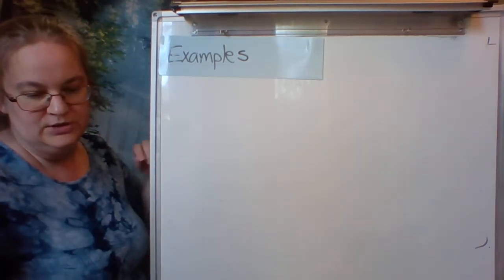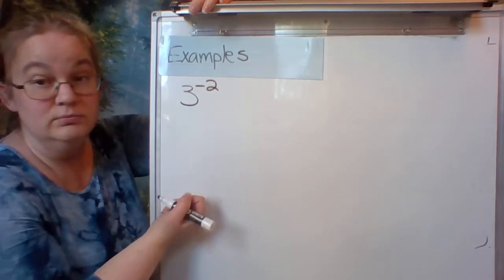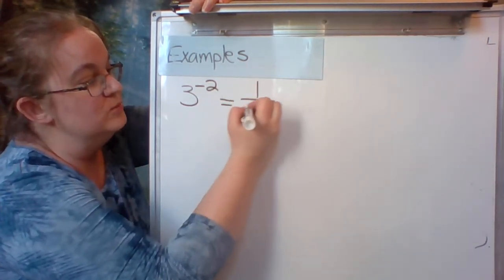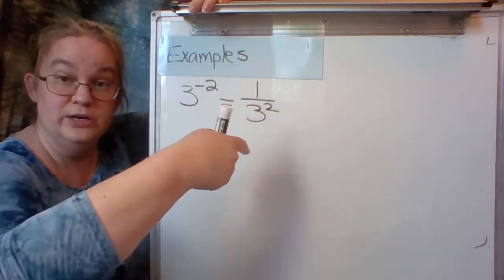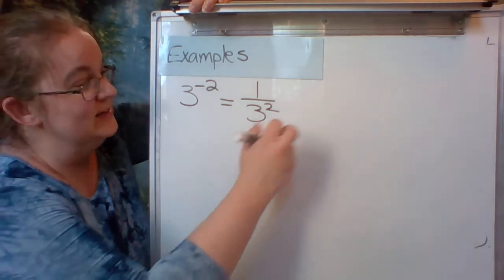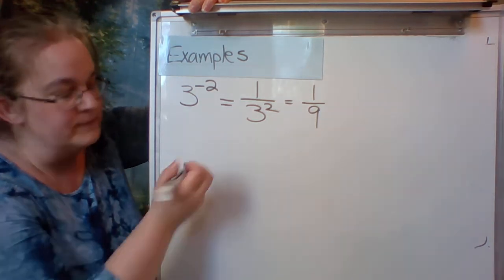Okay, so if I have 3 to the -2, what that means is this is really 1 over 3 squared. Reciprocal means we're flipping it over, if you remember that from dividing fractions. And then you can evaluate it. So this is equivalent to 1/9.